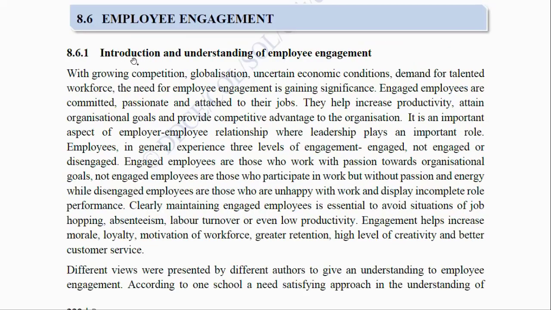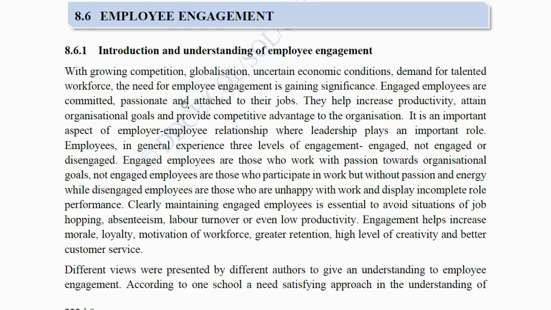8.6 Employee engagement. With growing competition, globalization, uncertain economic conditions, and demand for a talented workforce, the need for employee engagement is gaining significance. Engaged employees are committed, passionate, and attached to their jobs. They help increase productivity, attain organizational goals, and provide competitive advantage to the organization. It is an important aspect of the employer-employee relationship where leadership plays an important role.